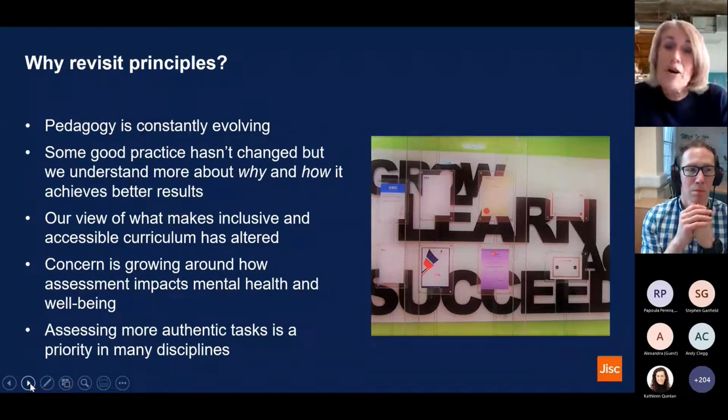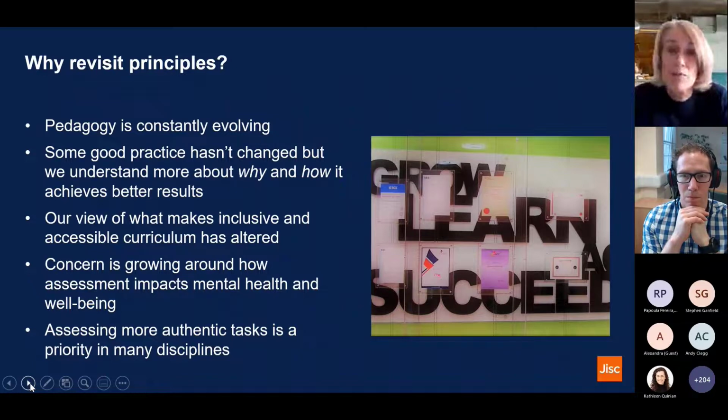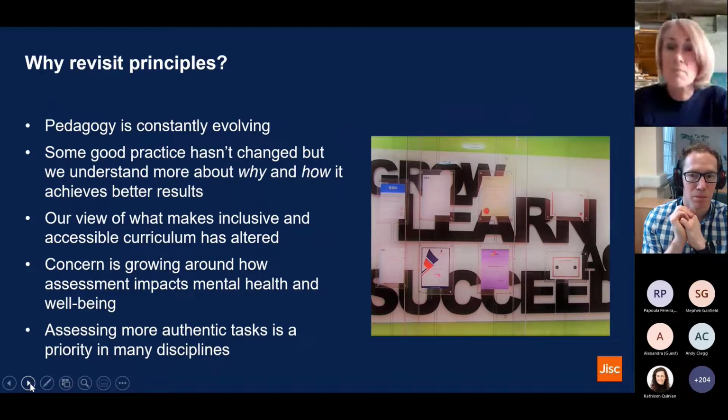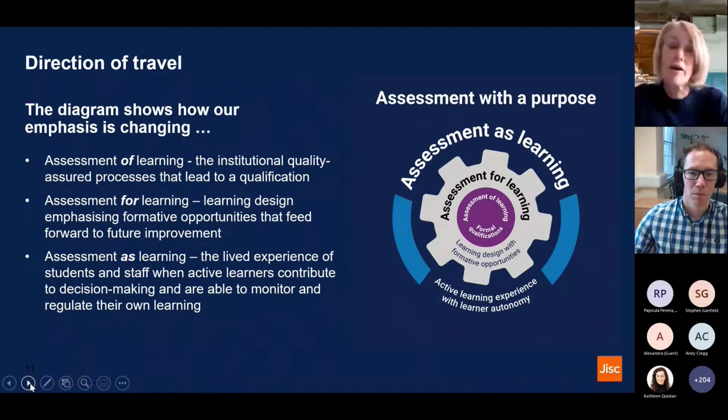So we know that some of those original principles certainly still stand, but that things have evolved. And we perhaps needed to ensure that those principles were refreshed to take into account what we've learned over the past 2 years. And also recognising some of those themes around inclusivity, accessibility, mental health and well-being are now more important than ever, as we've seen over the course of the pandemic. Equally, I think the growing importance of authentic assessment and looking at how that is implemented across many discipline areas is a growing priority.